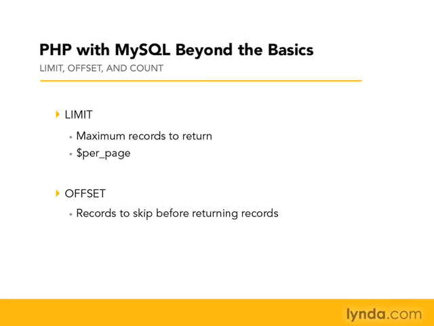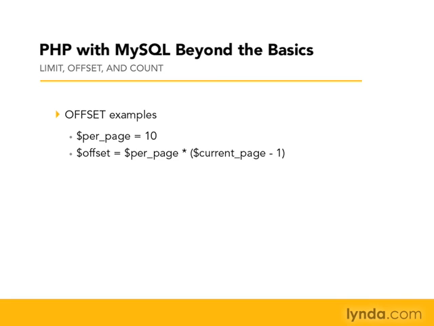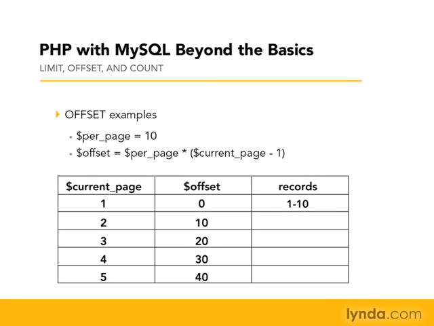The way we can determine offset is by a calculation. We take per page times the current page that we're on minus 1, and that will tell us what the offset ought to be. If the reasoning behind that math isn't totally clear, let's look at some examples. Say we have per page equal to 10, so it'll be 10 items per page. Our calculation for offset is per page, which is 10, times the current page minus 1. If the current page is 1, the offset is 0, and that would mean records 1 through 10 would be returned to us.